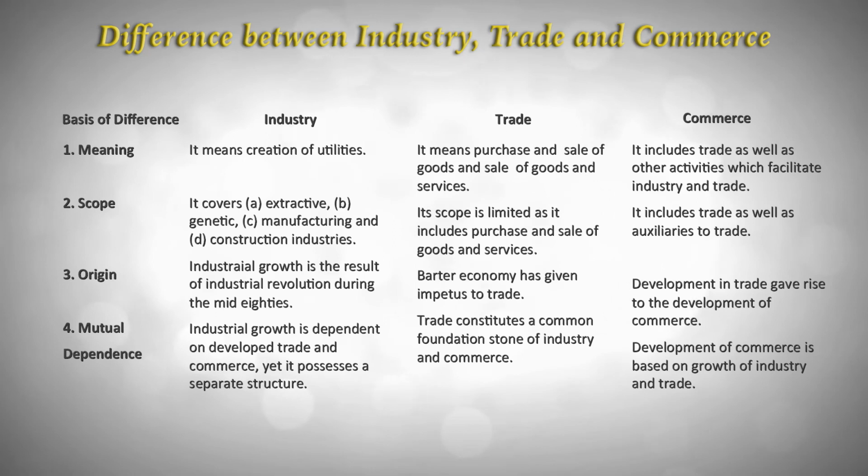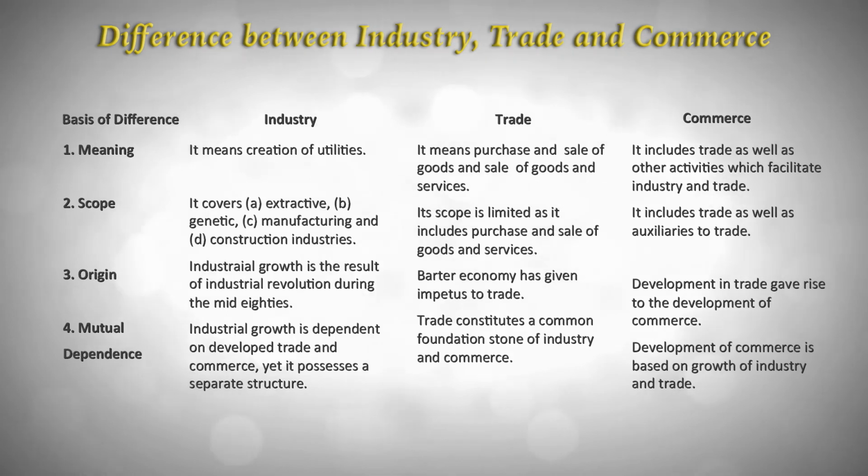Scope. Industry covers extractive, genetic, manufacturing and construction industry, whereas trade's scope is limited, as it includes purchase and sale of goods and services only. Commerce includes trade as well as auxiliaries to trade.